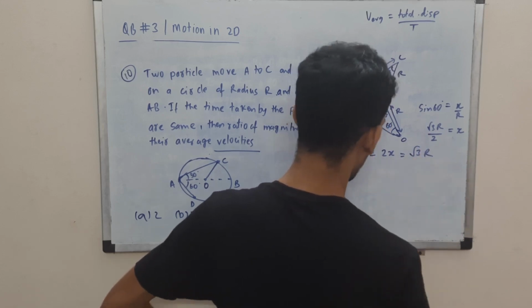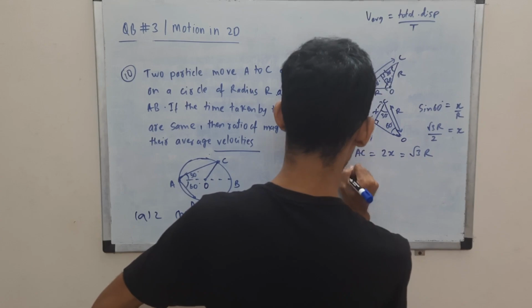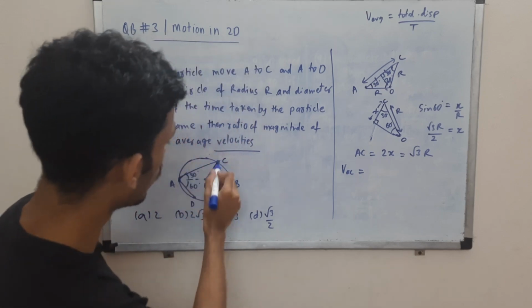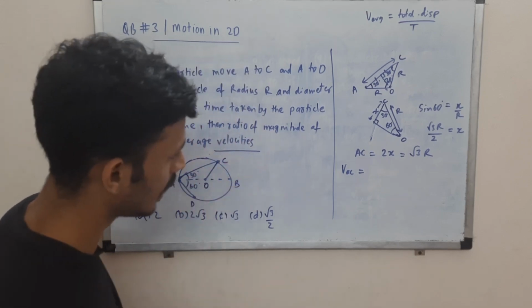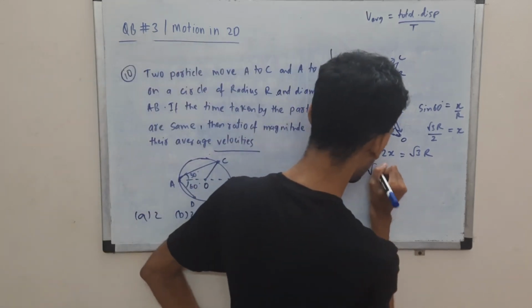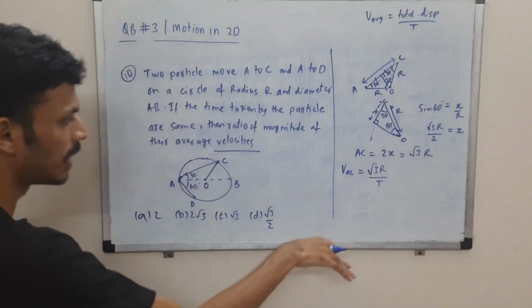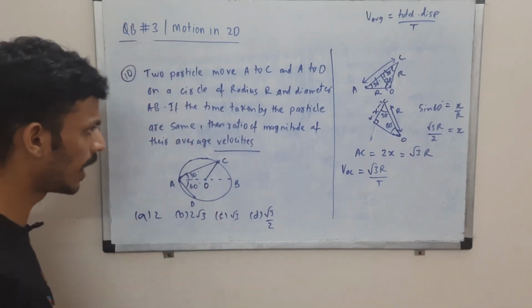So this is the AC distance, and now we can find the velocity along this for this particle, VAC. It travels a displacement of root 3r and time taken is some t. We'll keep it same for both the particles, right?